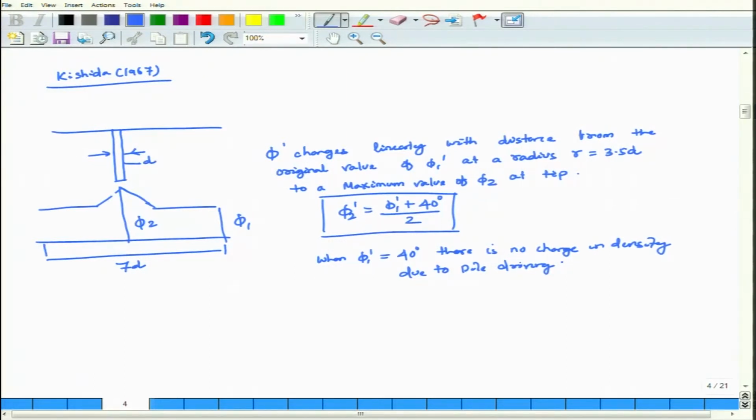This is a popular one because most of the pile foundation construction in Japan, meaning foundation engineering construction in Japan, uses deep foundations because of earthquakes.